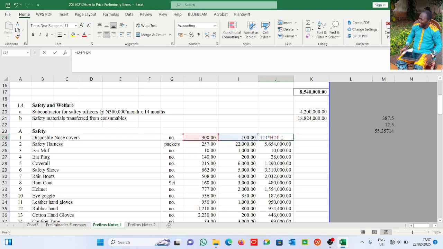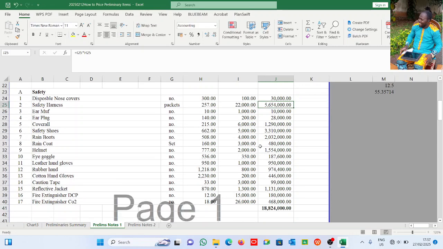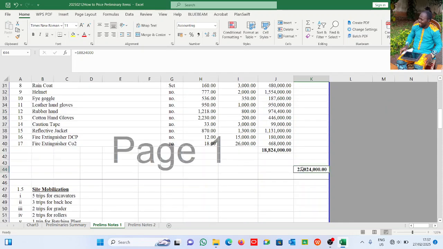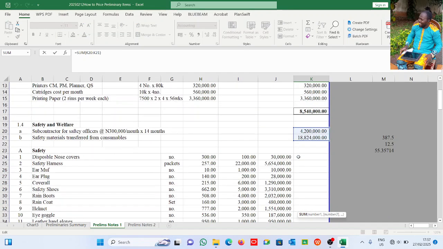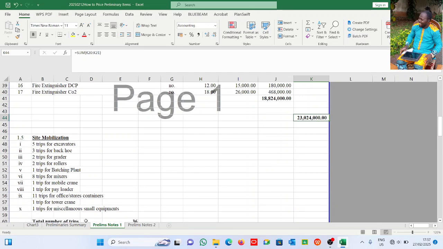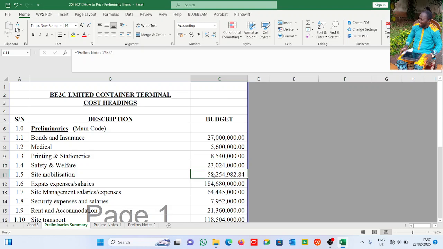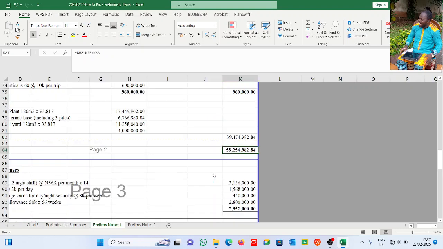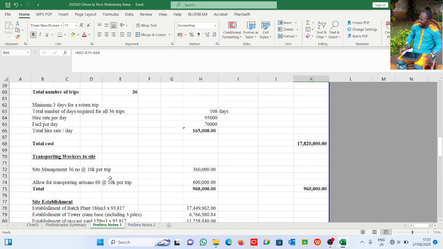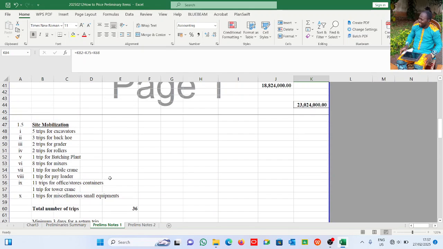At the end of the day, if we sum everything here, like you see here, that gives us 18,324,000 naira for the duration. All right, this is what you have here. So if I sum everything, safety and welfare gives us 23,024,000 naira. All right, we quickly go to a summary again. Now, site mobilization, and of course, if you don't mobilize, you can't execute. You have to mobilize the site before you can execute.